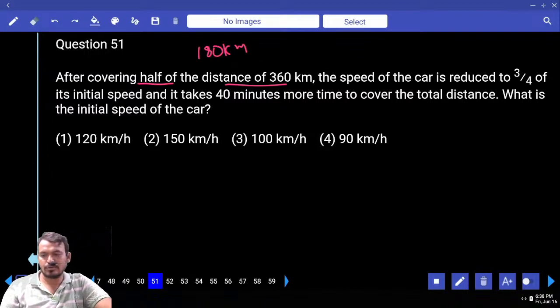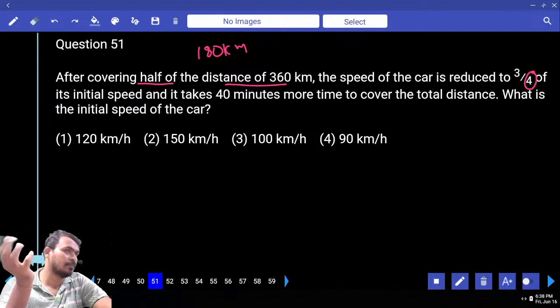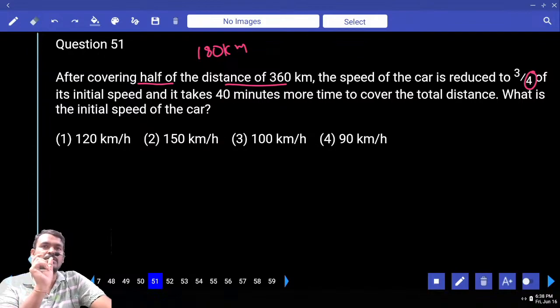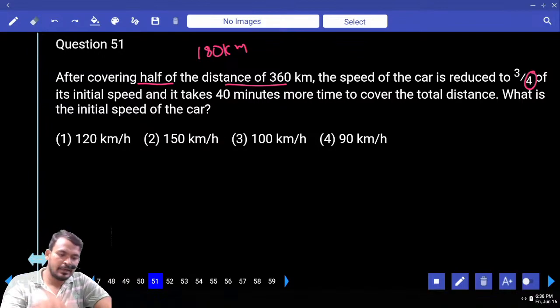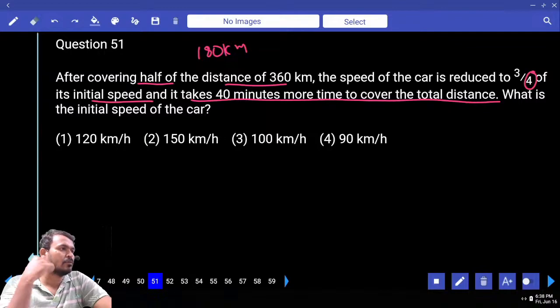Okay. Up to 180 kilometers, speed is how many parts? 4 parts. After 180, 3 parts. Means the first 180 kilometers speed is 4 parts. Next 180 kilometers, 3 parts speed. Both cases, equal distance or different distance? Equal distance, but different speeds. Okay. And it takes 40 minutes more to cover the total distance.